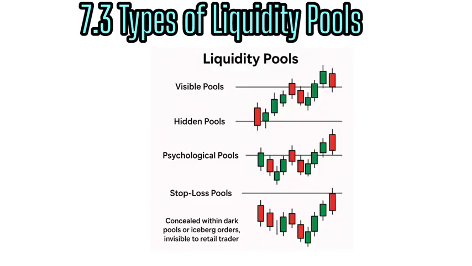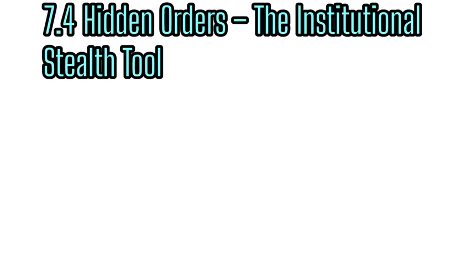7.3, types of liquidity pools. Visible pools: clearly present in the order book, often at round numbers or key levels. Hidden pools: concealed within dark pools or iceberg orders, invisible to retail traders. Psychological pools: formed around significant psychological levels like whole numbers. Stop loss pools: areas where retail stop losses are concentrated, creating high liquidity.